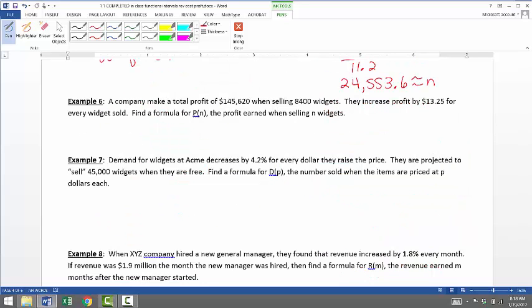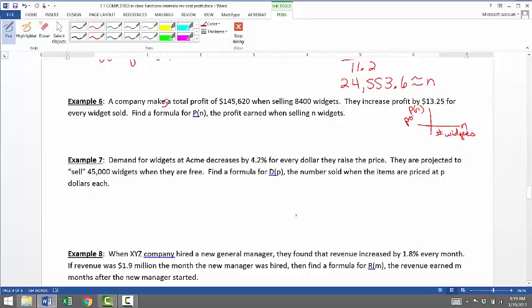In example 6, a company makes a total profit of $145,620 when selling 8,400 widgets. They increase profit by $13.25 for every widget sold. Find a formula for the profit. Our profit function, if we think about input and output, it will input number of widgets sold, n. It will output P of n, profit.